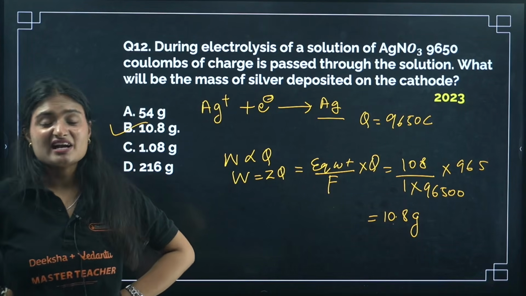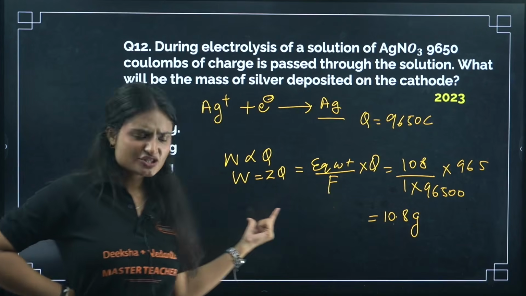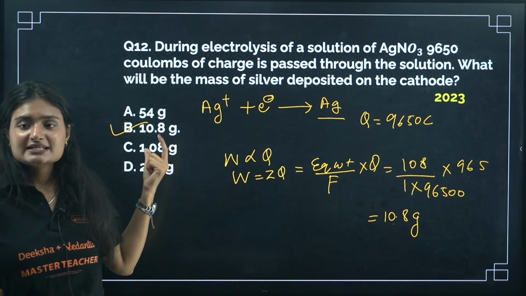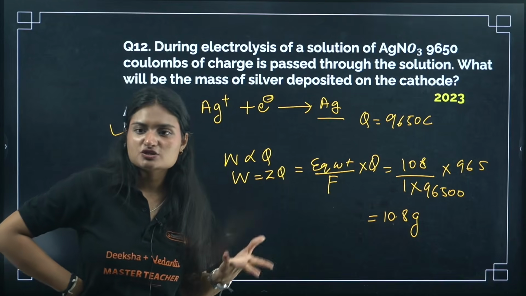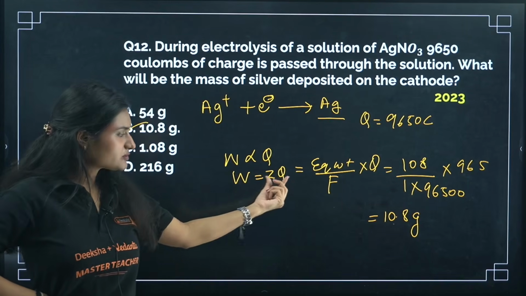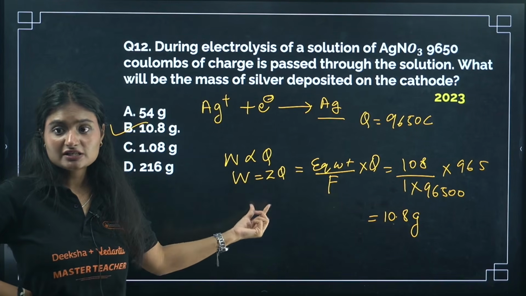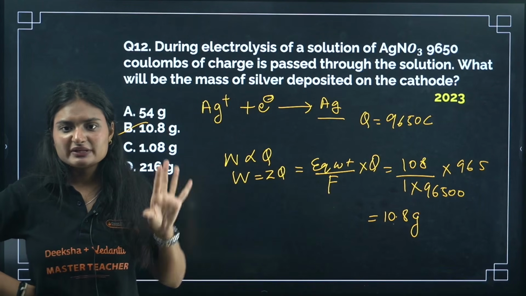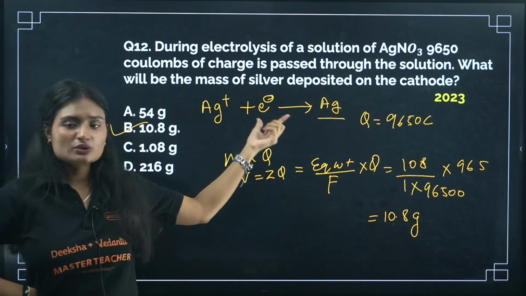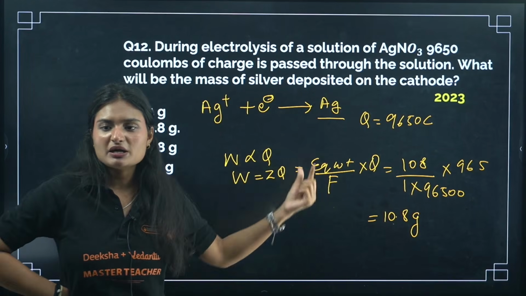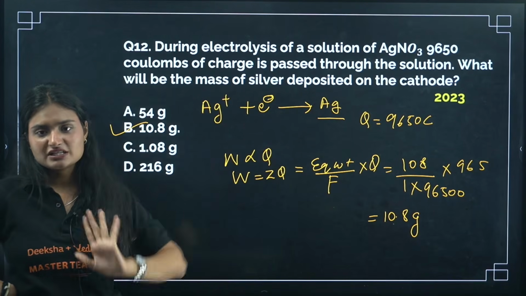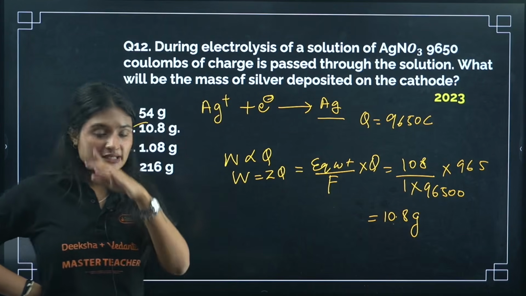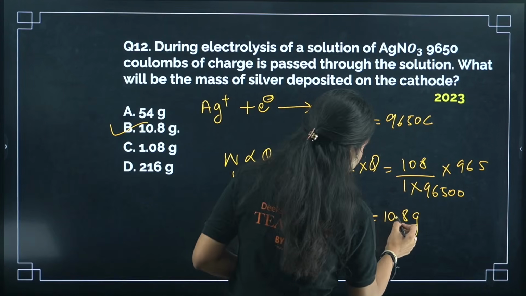We used what law? Faraday's first law, right? Simple implication that the weight deposited at the electrode is directly proportional to the amount of charge passed through the solution. So here it is equal to ZQ. Z is electrochemical equivalent. It is also equal to equivalent weight by F. Equivalent weight is molar mass by n factor. The n factor is 1 because only 1 electron is getting involved. So 108 by 1 times F, Faraday is 96500, and the charge passed is 9650 coulomb. If we calculate it, the answer will be 10.8 grams.